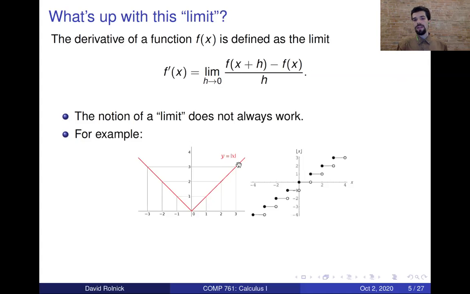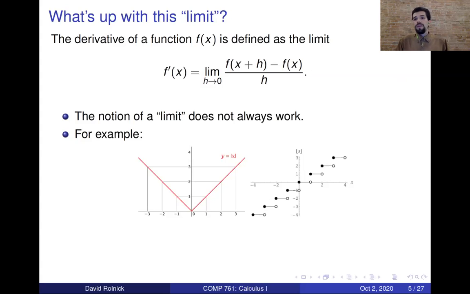Because if you are taking the limit coming from this direction, then all the slopes here are 1. If you're taking the limit coming from this direction, all the slopes are -1. So from this direction, if h is positive, you have +1. From this direction, if h is negative, you have -1 as the derivative. So since +1 and -1 are not the same, the derivative is not defined at that one point for the absolute value function.